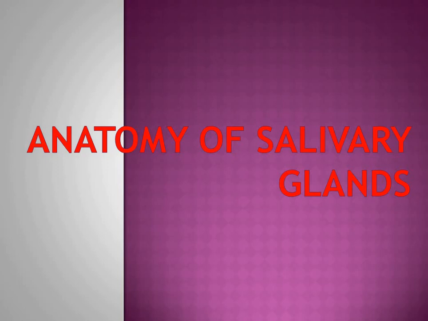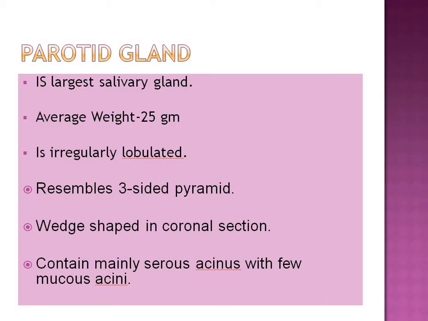Anatomy of the salivary glands. First comes the parotid gland. It is the largest salivary gland. Average weight is 25 grams. It is irregularly lobulated, resembles a three-sided pyramid. It is wedge shaped in the coronal section, contains mainly serous acini and a few mucinous acini.